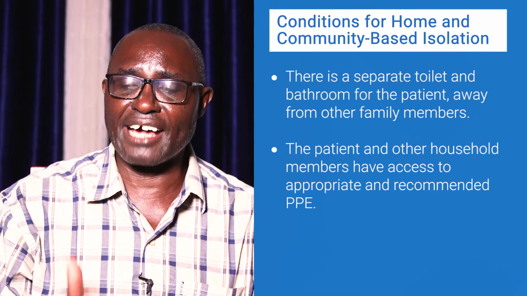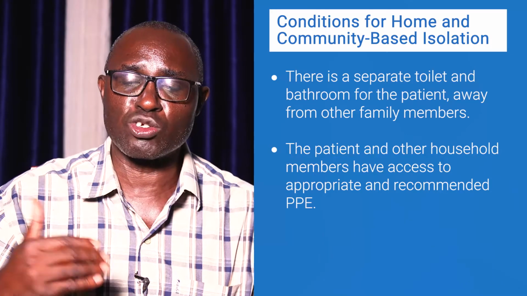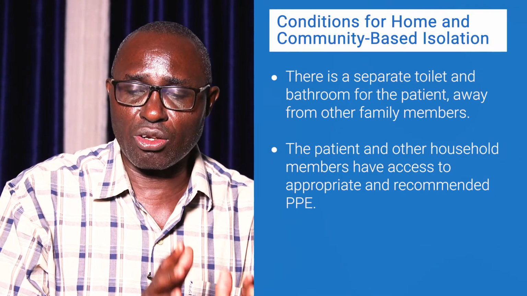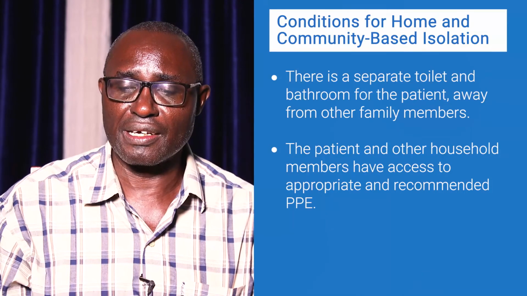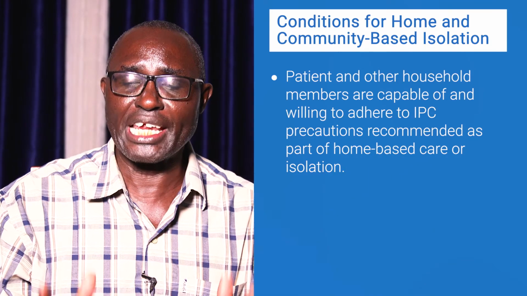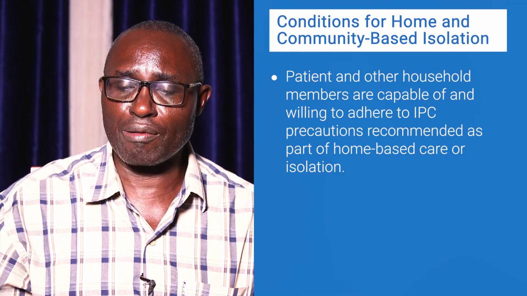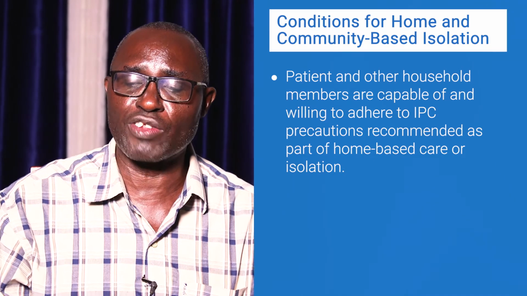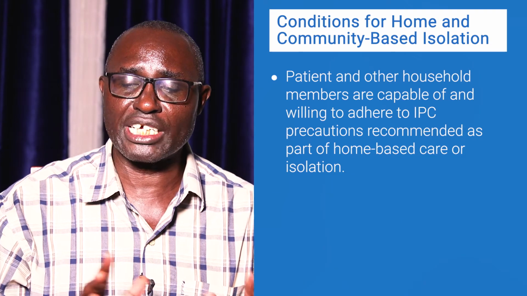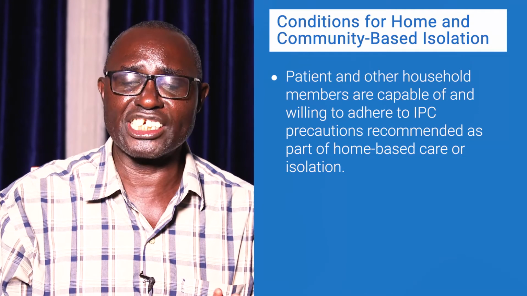The patient and other household members have access to appropriate and recommended personal protective hygiene, which should be, at minimum, gloves and face masks. The patient and other household members are capable and willing to adhere to protective precautions recommended as part of the home care or isolation, for example, respiratory hygiene, cough etiquette, and hand hygiene.